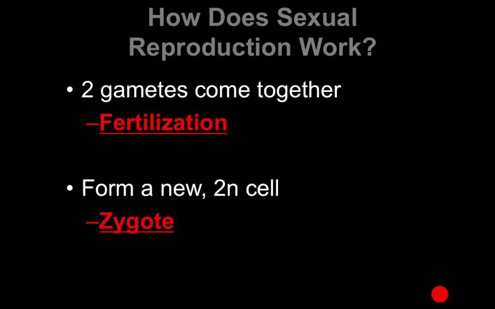So once we make these cells, how does sexual reproduction actually work? And we're talking about at a cellular level, not like in health class. When the 2 gametes, the one from the mom and the one from the dad, come together, that's called fertilization. So they're combining their genetic material, and that creates a new diploid cell, which we call a zygote. So that is the first cell that's going to become a new baby.